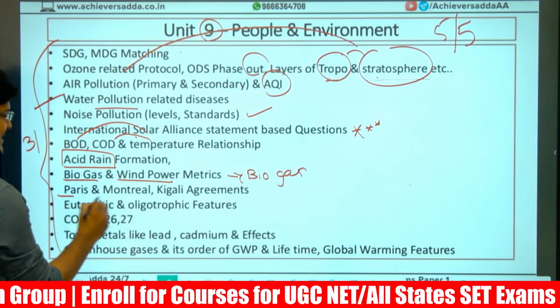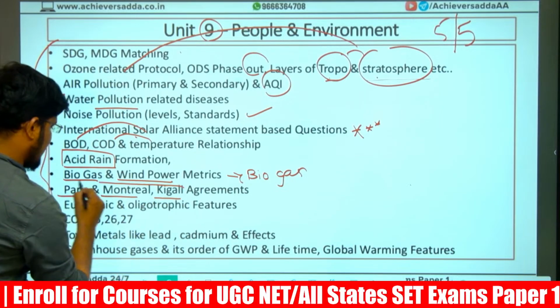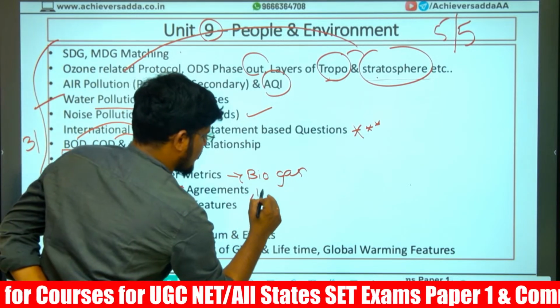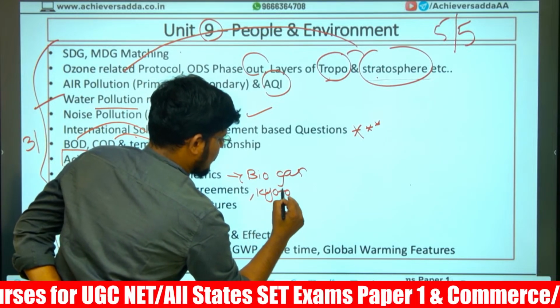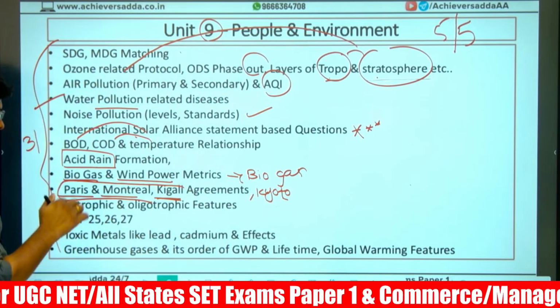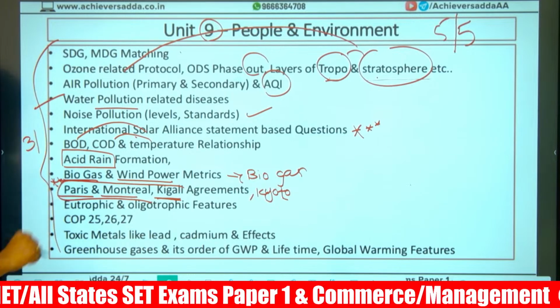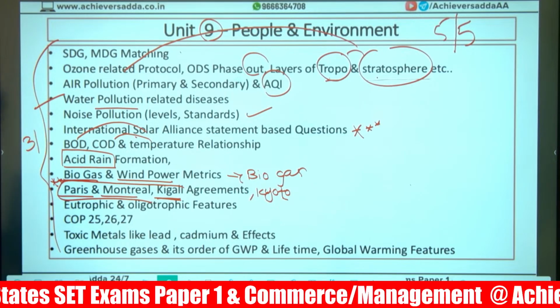Next, Paris Agreement, Montreal Agreement, Kigali Agreement. In this, add one more also: Kyoto Protocol. Kyoto Protocol, Paris Agreement, Kigali Agreement. One question is for sure.